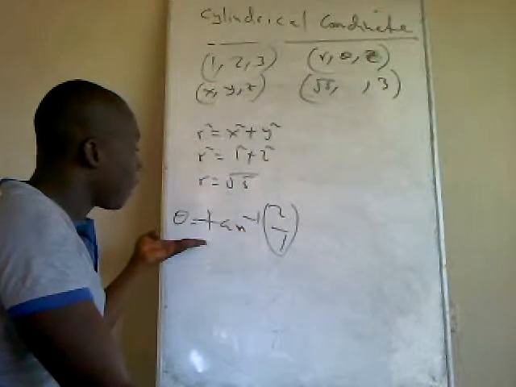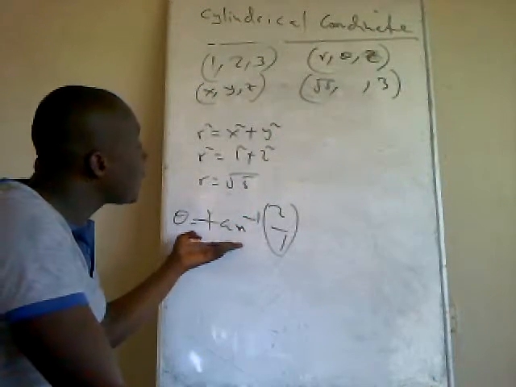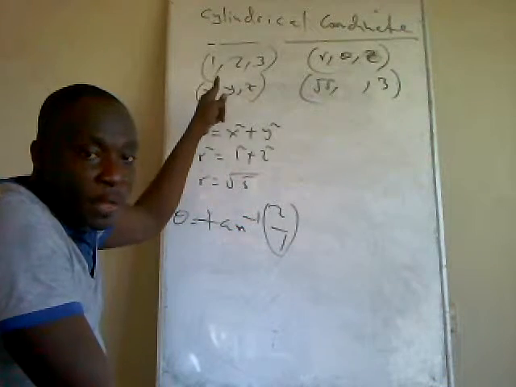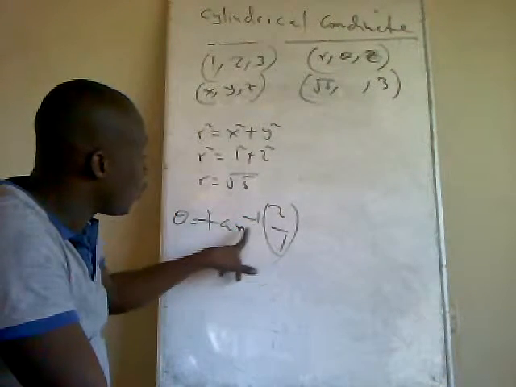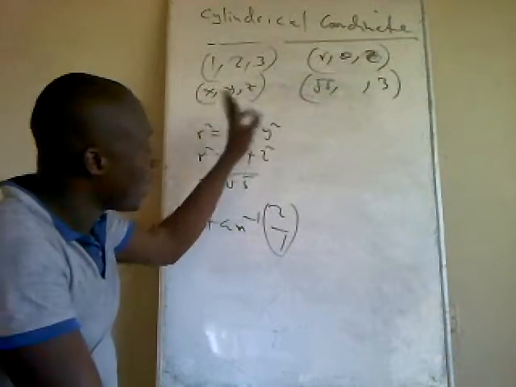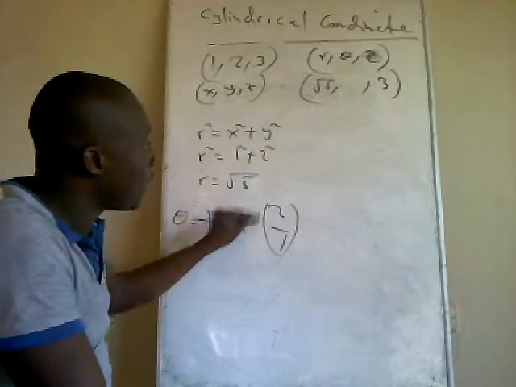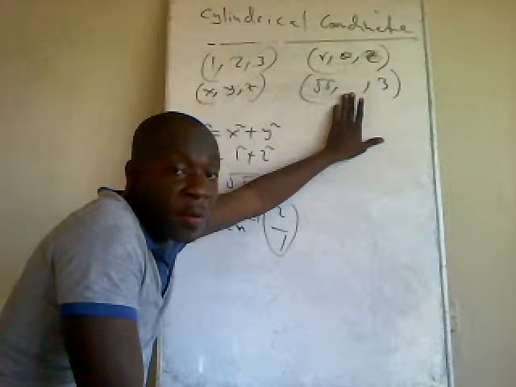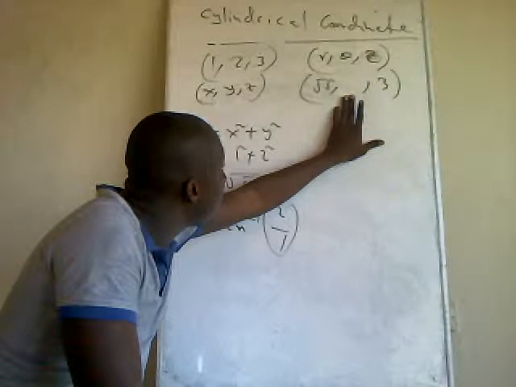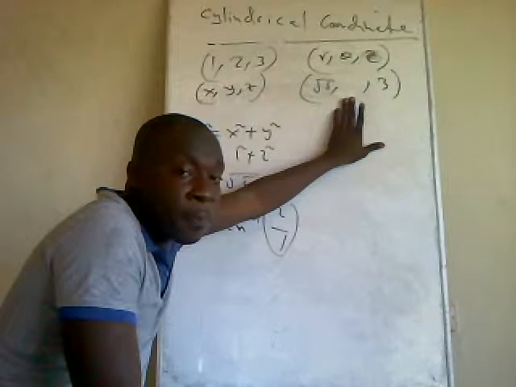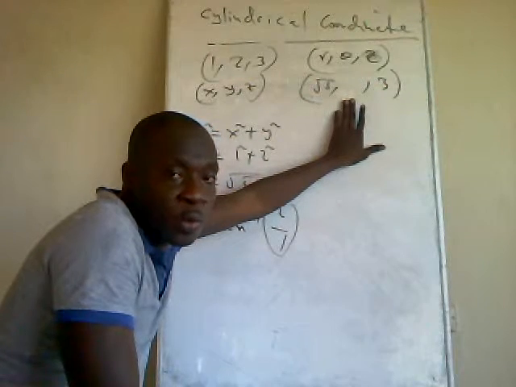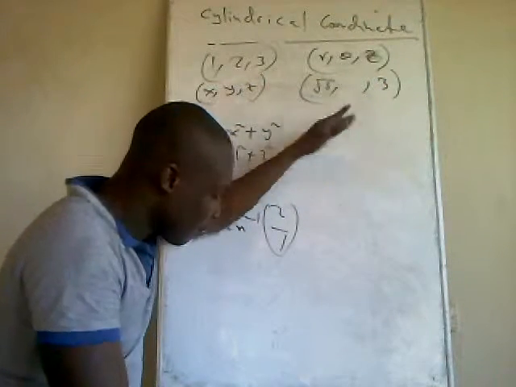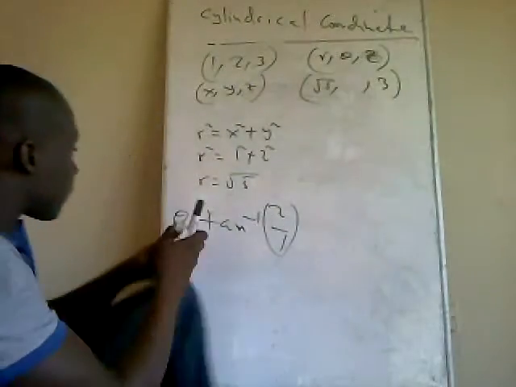Now theta is given by the tan inverse of y over x, and here y is 2, x is 1. So tan inverse of that will give us theta. If you compute that using a calculator, we put theta here. We are done. We found the point. We've been able to convert a rectangular coordinate point to a cylindrical coordinate point. Next, let's do the reverse.